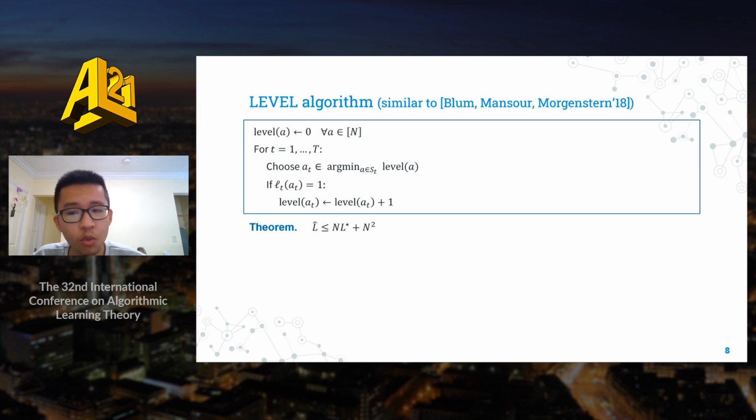In the algorithm, we record a quantity called level for each action, and they are initialized as 0. In each round, the learner simply picks the available action that has the smallest value of level. If the loss of the chosen action is 1, then we increase the level of the chosen action by 1, otherwise we do nothing. With this simple algorithm, we can show that the approximation ratio is n, and the approximate regret is n squared. The proof is quite short and is actually an extension of the proof of Blum et al.